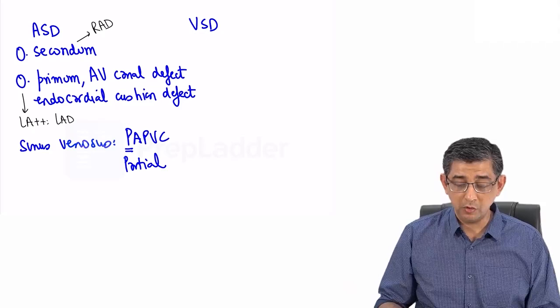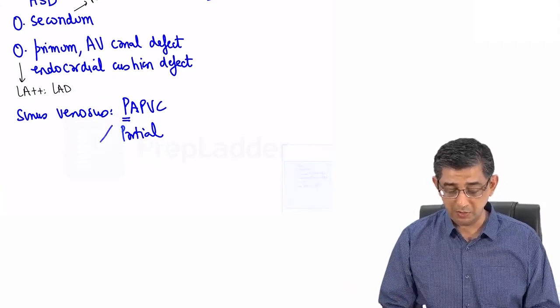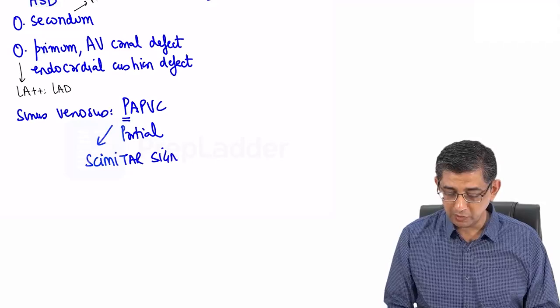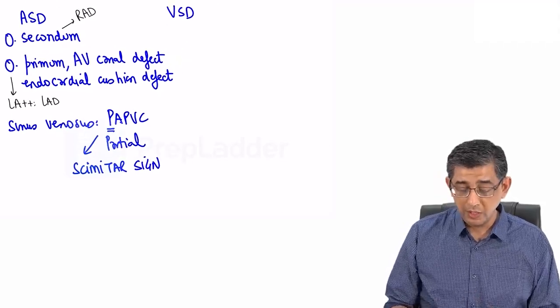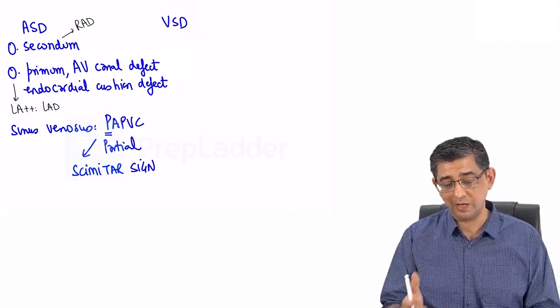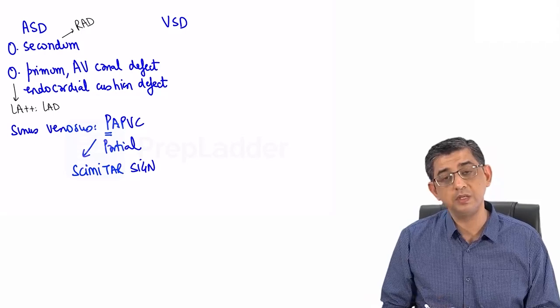And the radiological finding is also different. In TAPVC, we always read about the figure of 8 appearance, but in PAPVC, you will always read about the Scimitar sign. In fact, for this Scimitar, you can even refer to the radiology component. So you can see that in the exam, he'll try to link up the embryology aspects with respect to axis deviation or with the radiological sign.